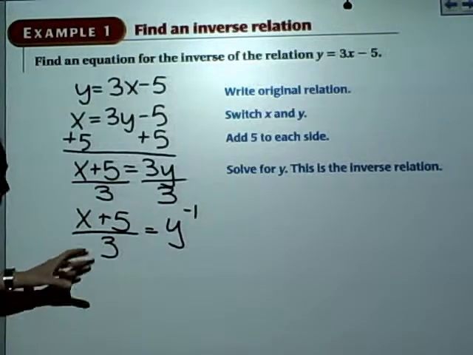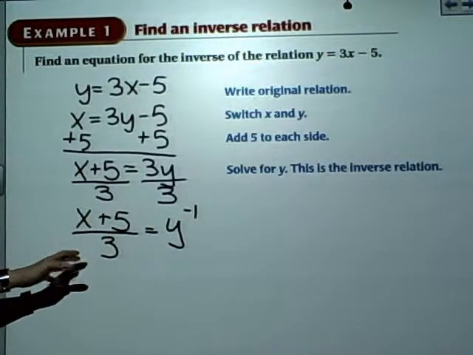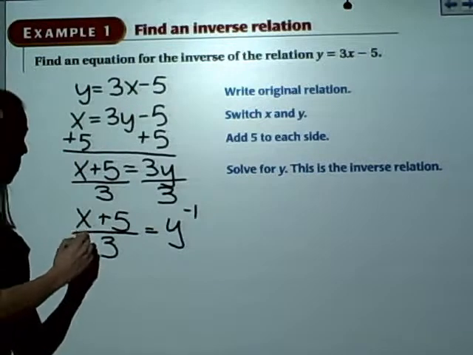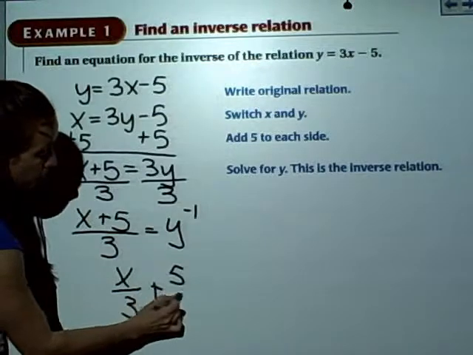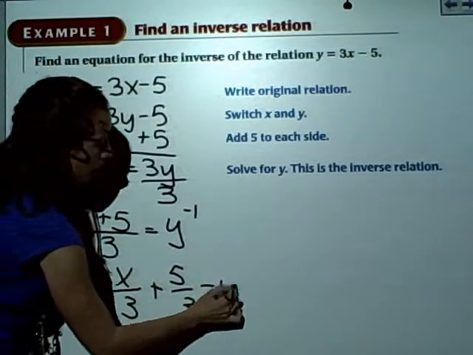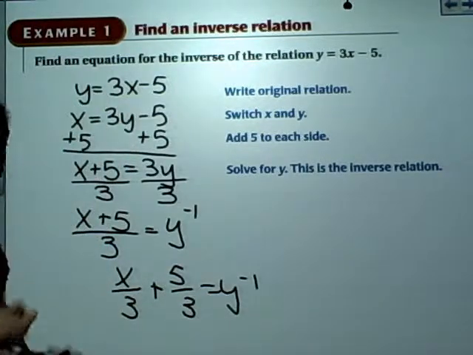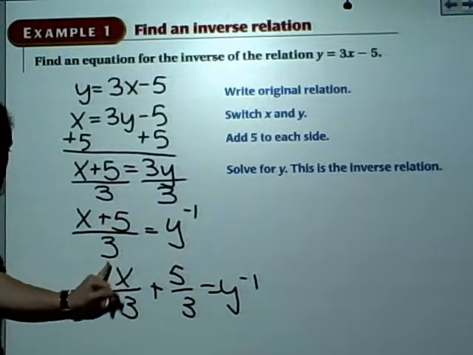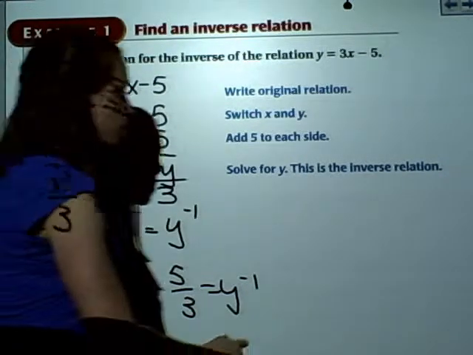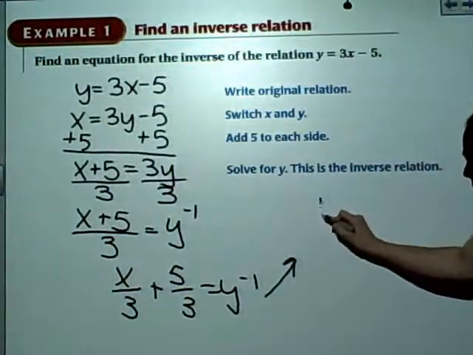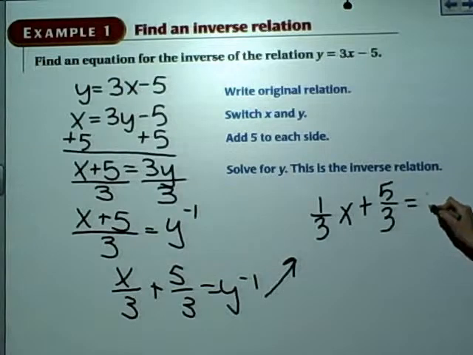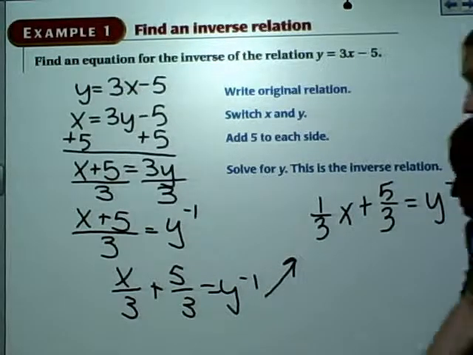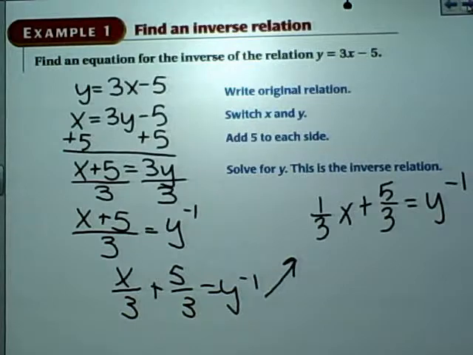Don't forget, guys, if you had to graph this, it's still in slope-intercept form. All we would do is just split it up a little bit. We would say x over 3 plus 5 over 3 is y inverse. Then if you wanted to go a little further and find that slope, remember there's a 1 hiding in front of x there. So that is also 1/3 x plus 5/3. Okay? So the whole idea: switch x and y, solve for y.